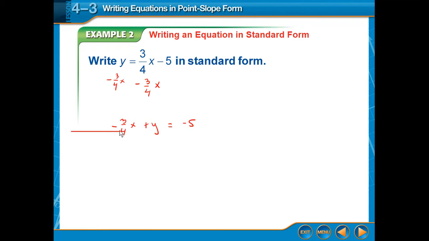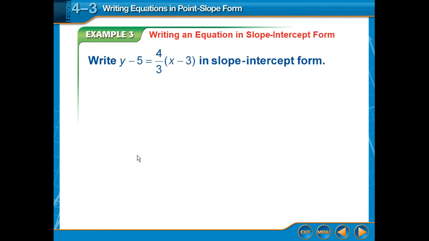And we don't want to have any fractions. And the number in front of x can't be negative. So if I multiply this whole equation by negative 4, that negative 4 is going to cancel with this negative 4. I'm going to get 3x. Negative 4 times y is negative 4y. And negative 4 times negative 5 is a positive 20. Looking at this, I don't have any common factors to all 3 numbers. So now this is standard form.